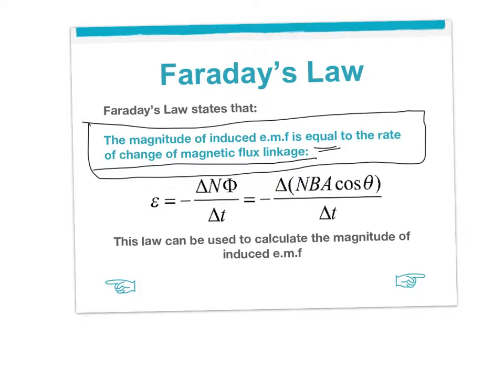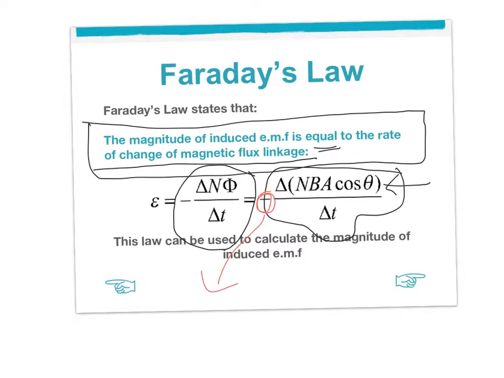So there are two ways of expressing this. Number one is N phi over delta t. And another way of expressing it is to expand that to include the relationship we were using before, delta (NBA cosine theta) over delta t. Now don't worry about the minus. Some of you guys get really excited about minuses. We will come to that. Okay, so this is Faraday's law, the rate of change of magnetic flux linkage. Remember, rate means per unit time.